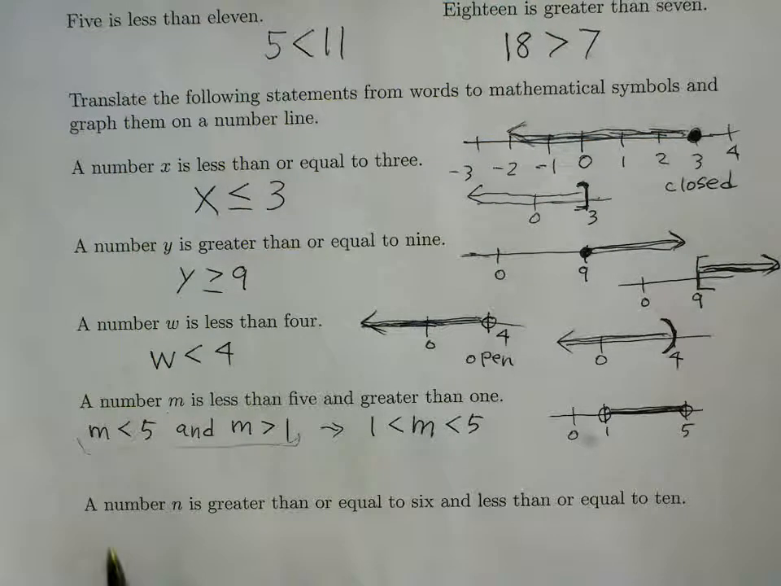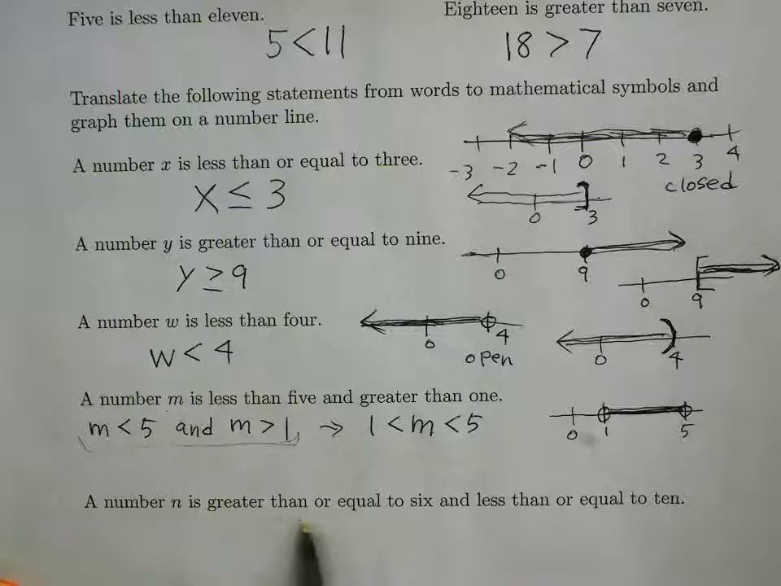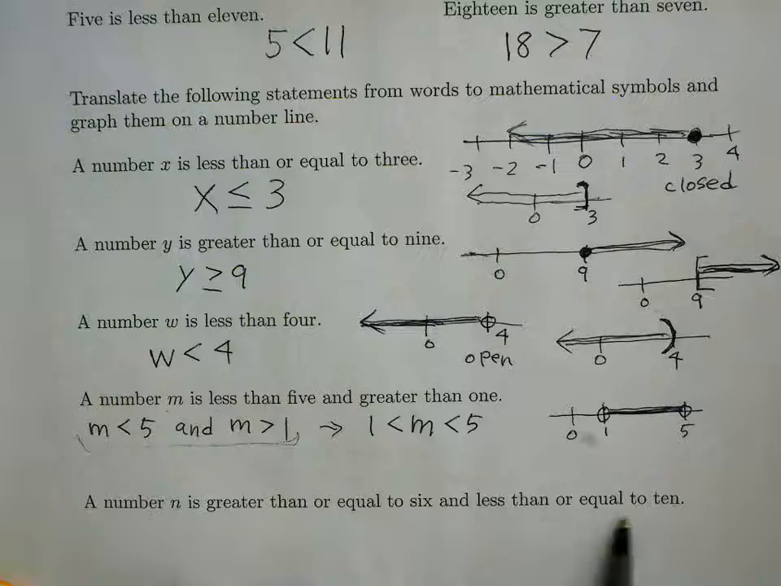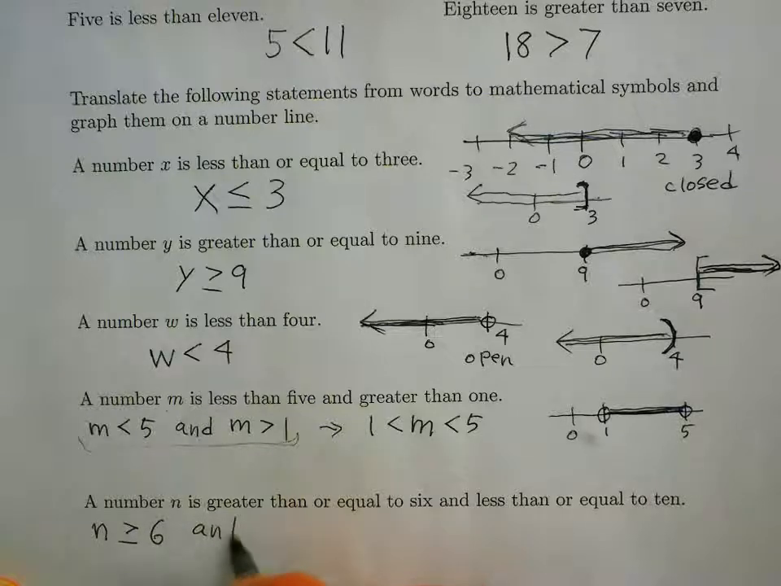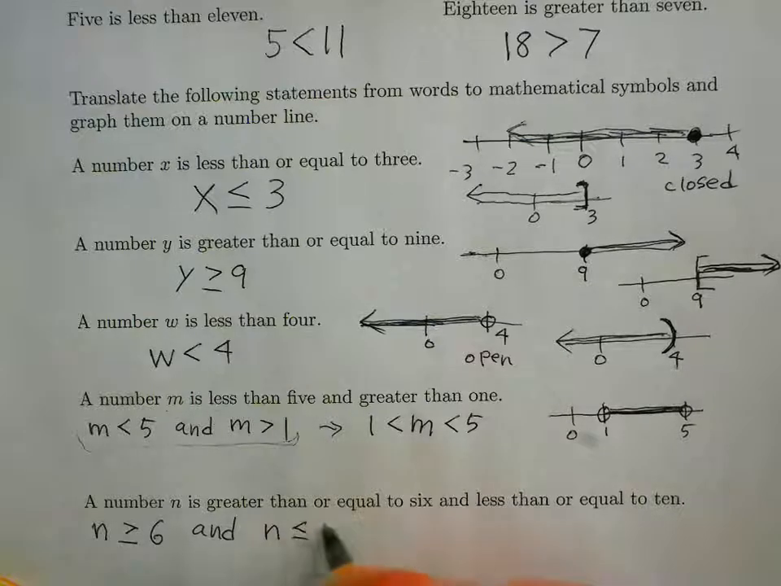Okay, the next one, a number n is greater than or equal to 6 and less than or equal to 10. So let's do the initial translation, similar to what we did in the previous one. N is greater than or equal to 6, and n is less than or equal to 10.